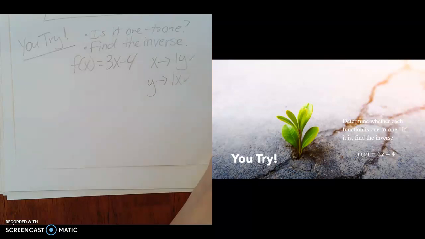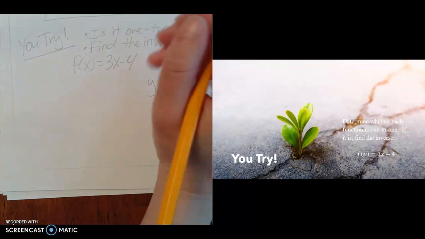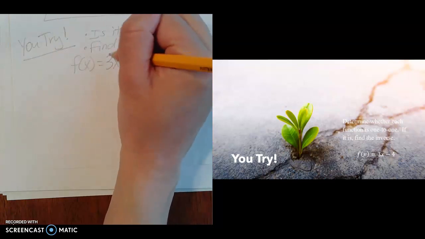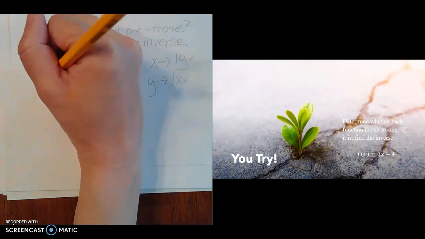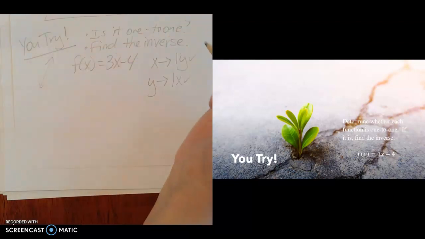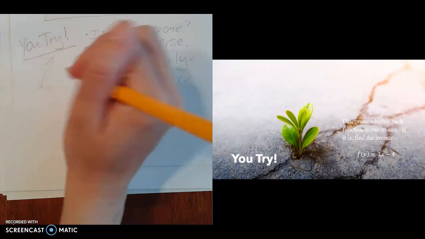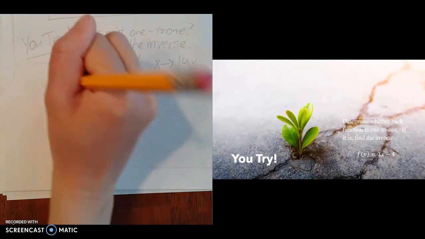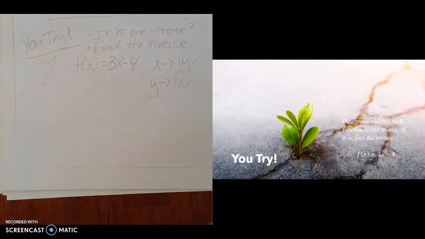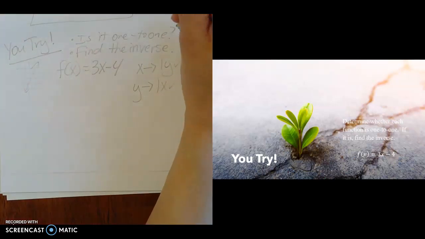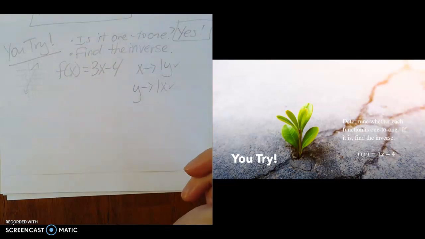Okay? If you like the more visual look at it, we know that this is a diagonal line, has a slope of 3, has a y-intercept of -4, kind of like that. And it would pass the vertical line test just fine. It would also pass the horizontal line test. So yes, it's one-to-one. So is it one-to-one? Yes. Okay. So then we get to find the inverse.